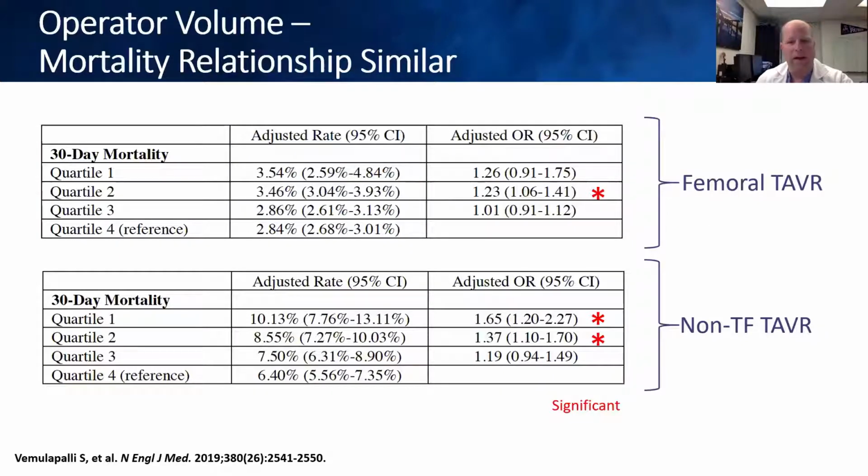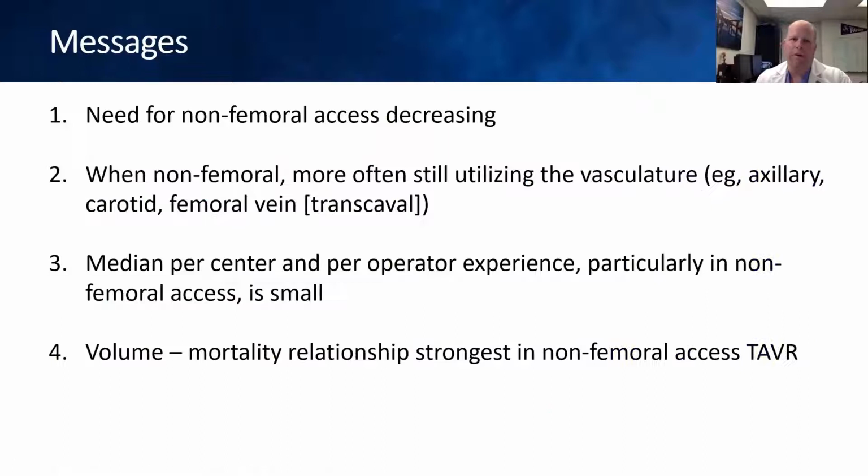And this is just another representation of that, showing that, again, when you're looking at femoral access, the relationship between the lowest quartile and the highest quartile volume is not that dissimilar, whereas in the non-femoral access cases, quartile 1 and quartile 2 significantly increased the adjusted odds ratio for mortality. So again, just further corroborating this message.